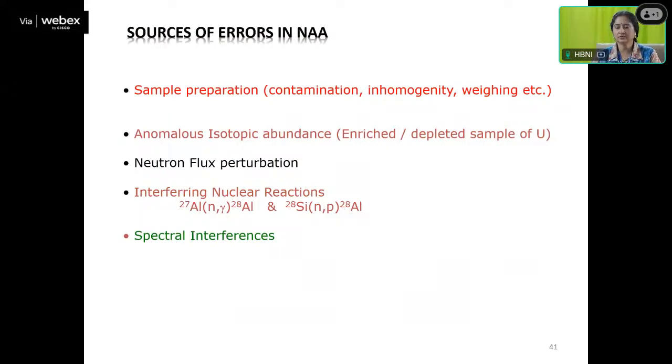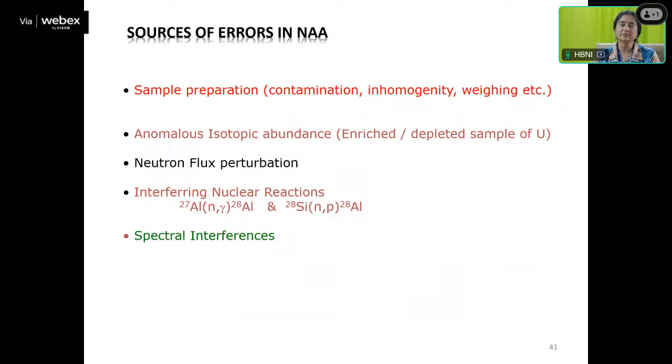Then weighing also: if the sample is not properly weighed, it matters, because in the NA equation you have seen that the weight of the sample is a parameter. So weighing is important. Then any anomalous isotopic abundance: if it is not a natural sample, for example a depleted sample of uranium or any isotopic ratio other than natural, then you don't have a proper standard for that, and in that case there can be error.